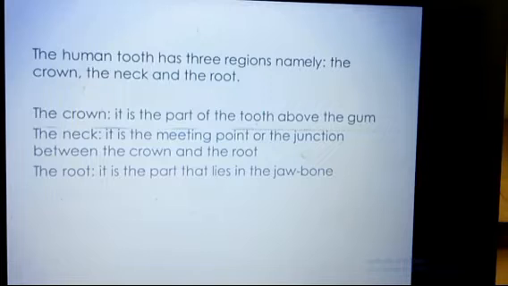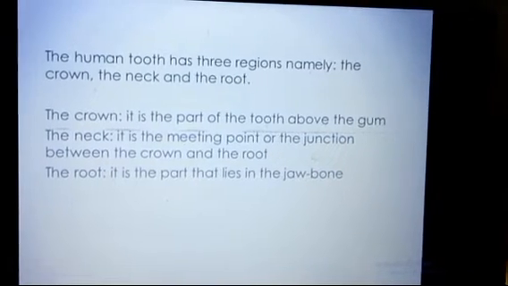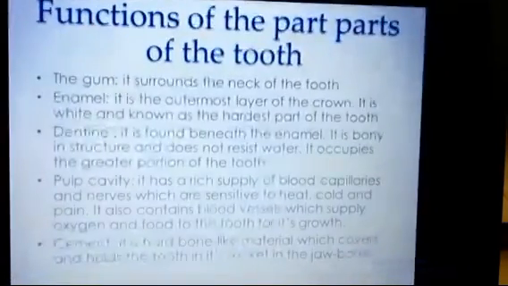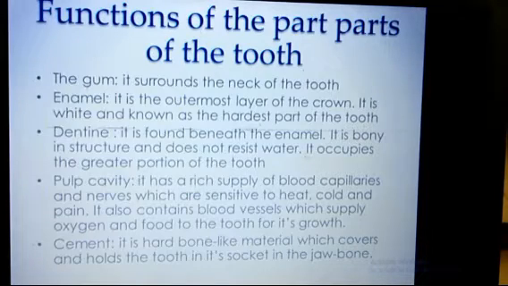Like I said before, the human tooth has three regions, namely the crown, the neck, and the root. The crown is the part of the tooth above the gum. The neck is the meeting point or the junction between the crown and the root. And the root is the part that lies in the jaw bone. So let's come to the functions of the parts of the tooth.